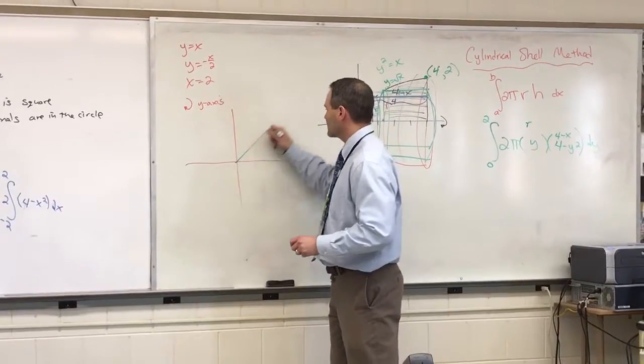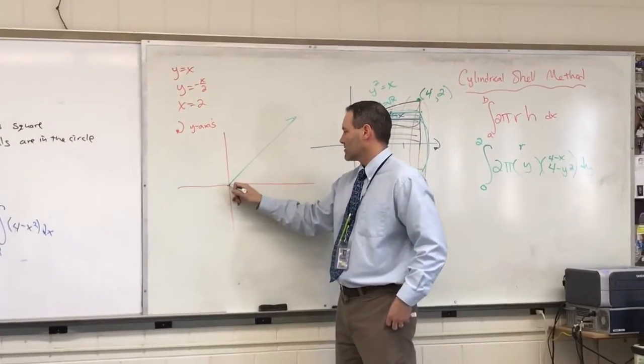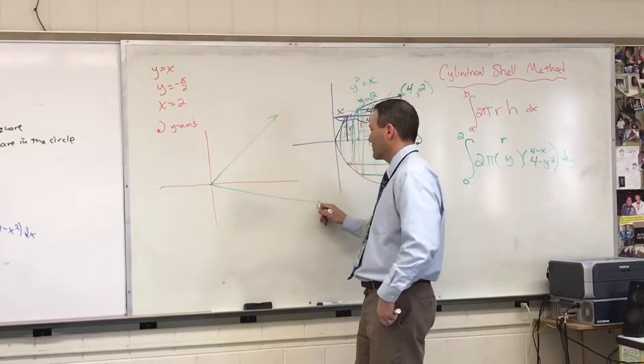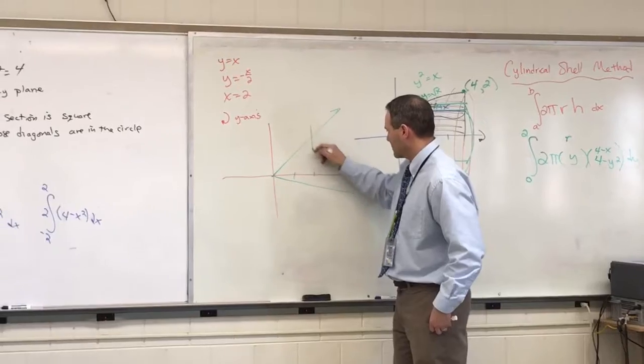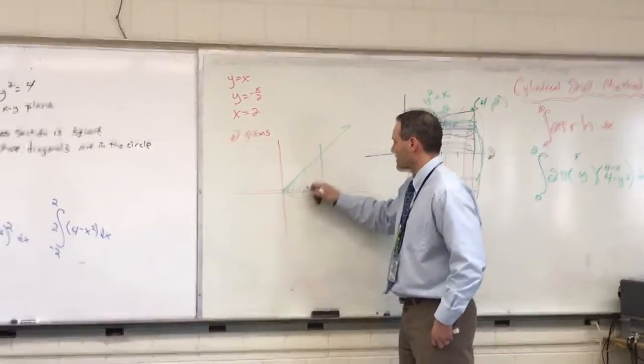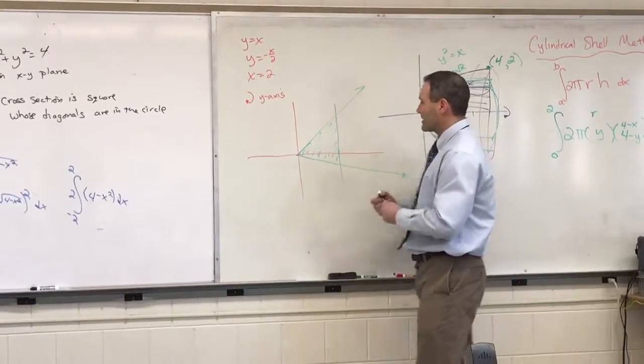y equals x looks like this. Negative 1/2 x looks like this. x equals 2 looks like this. So we have that area. And we are going around the y-axis.